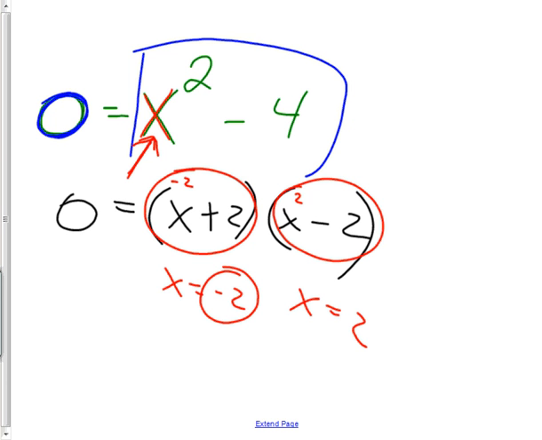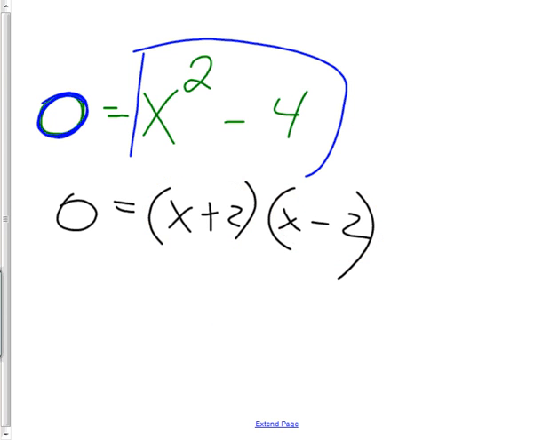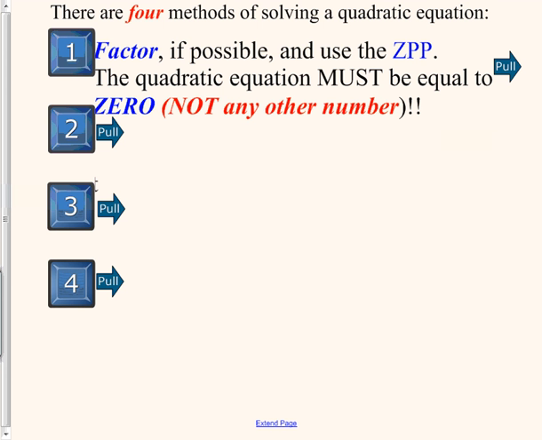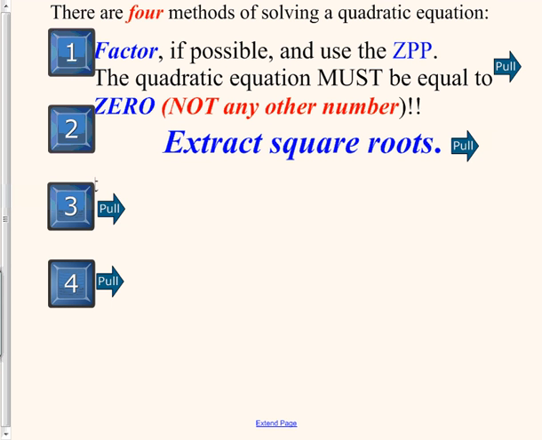Okay. So I'm solving a quadratic. I can do it by factoring. That's the way I just showed you there. We can do it by, what's the next way? Here we go. Extracting square roots. This only works on certain kinds of problems that don't have a middle term. Let me show you what I mean. This has 3 terms and it's a quadratic.